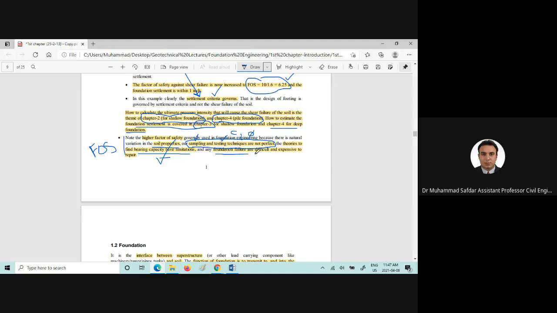Now, someone mentioned that foundation failures are difficult and expensive to repair. So if we are making a few errors here, we don't want to go for the extra cost of the repair, retrofitting, and all these kinds of structural damages, which can cost a huge amount of money because it's very difficult to earn money.